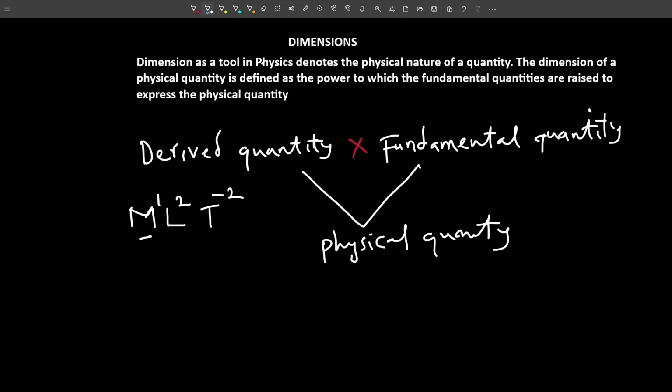Now, these letters here are the dimensions of fundamental quantities. You can see that they are all raised to a particular number. That's why I said the dimension of a physical quantity is defined as the power to which the fundamental quantity, which is this MLT you are seeing over here, is raised. And I also said that it shows the relationship between a derived quantity and a fundamental quantity.